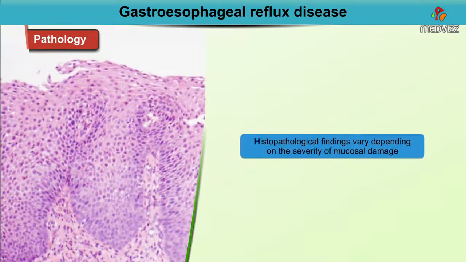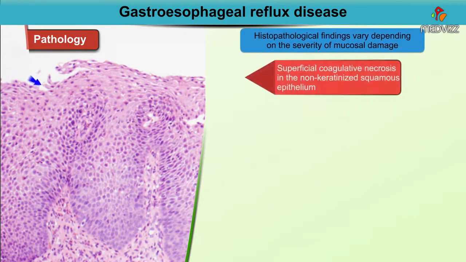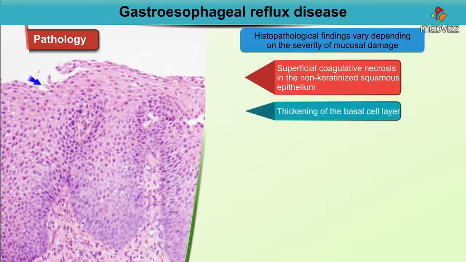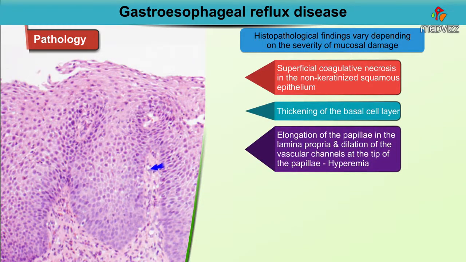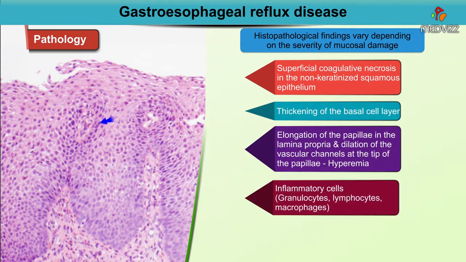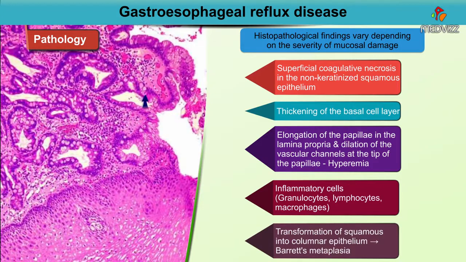The histopathological findings vary depending on the severity of the mucosal damage. Superficial coagulative necrosis in the non-keratinized squamous epithelium, thickening of the basal cell layer, elongation of the papillae in the lamina propria, and dilation of the vascular channels at the tip of the papilla causing hyperemia, inflammatory cells with granulocytes, lymphocytes, and macrophages, and transformation of the squamous into columnar epithelium causing Barrett's metaplasia, are all the histological findings that are common in long-standing or chronic GERD.